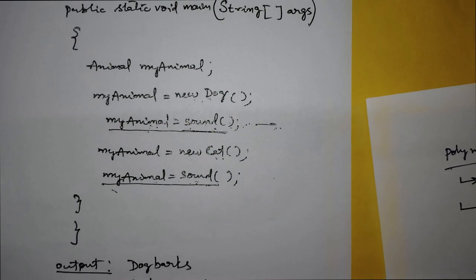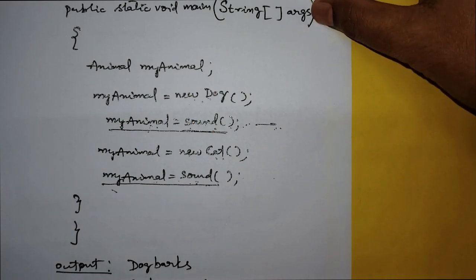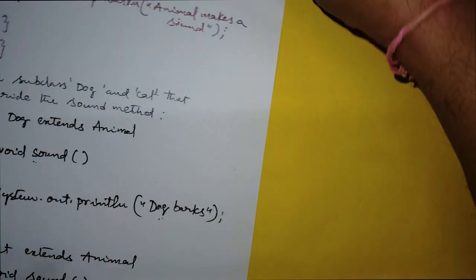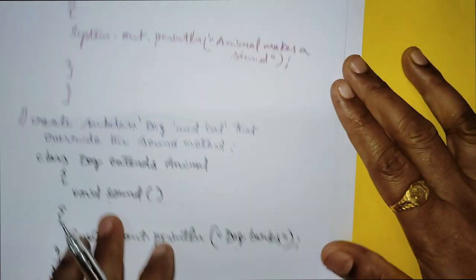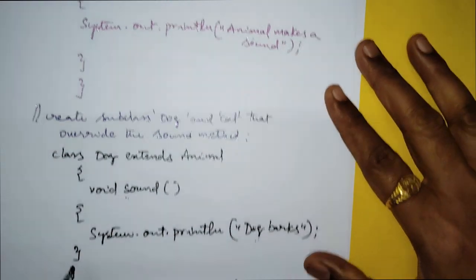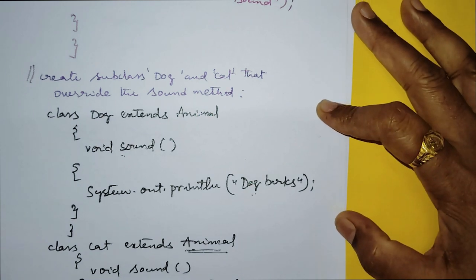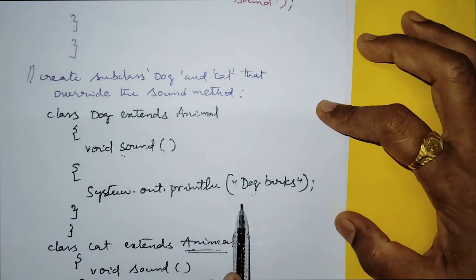Now, one more important thing I would like to discuss related to this. The concept is very simple. Here we used class cat extends animal. Suppose class cat extends dog. If you use dog in the place of the animal superclass, then with void sound and System.out.println, what will happen? It won't print dog barks.